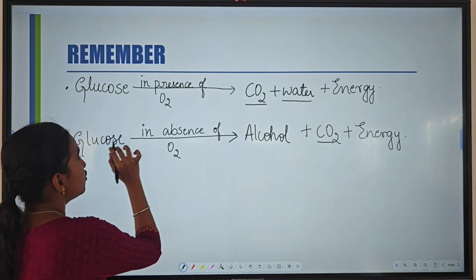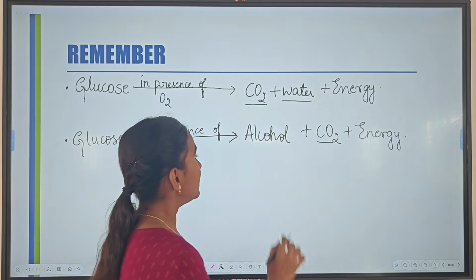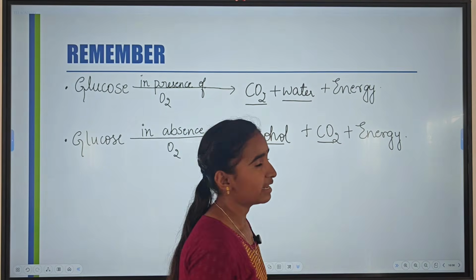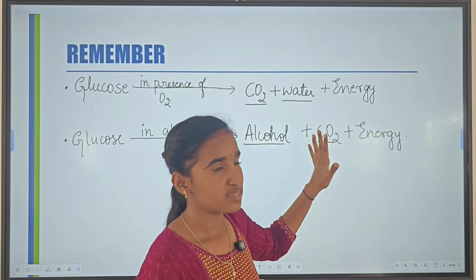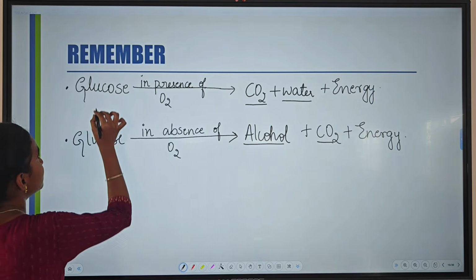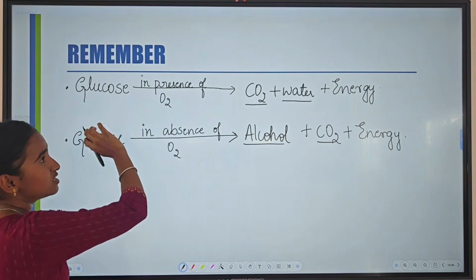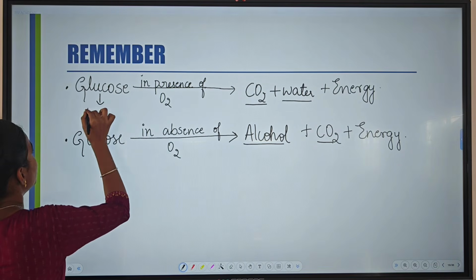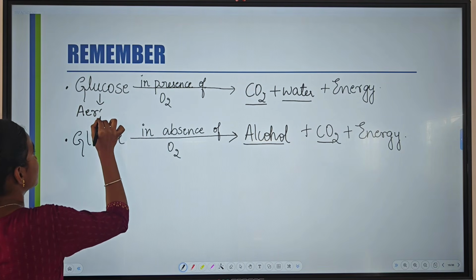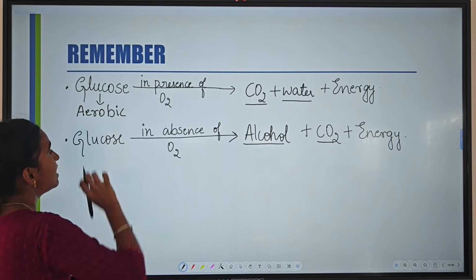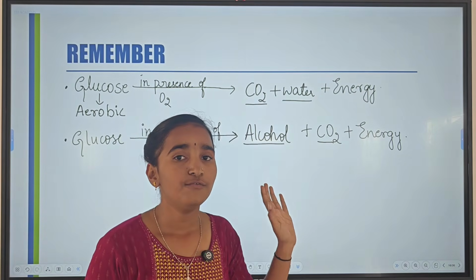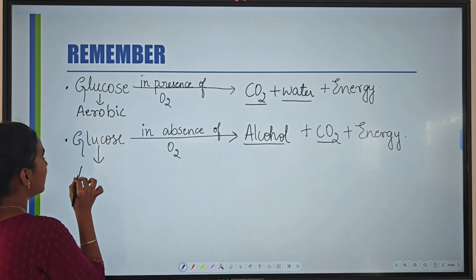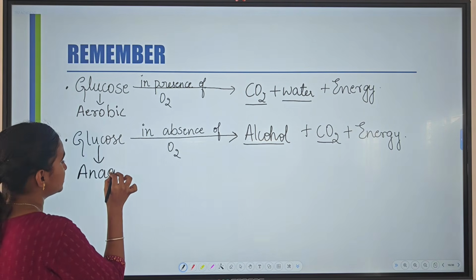Glucose in absence of oxygen, it will be broken down into alcohol and carbon dioxide. This you have to remember, the products. And if the food is breaking down in the presence of oxygen, we will call it aerobic respiration. And the breakdown of food that occurs in the absence of oxygen, we will call it anaerobic respiration.